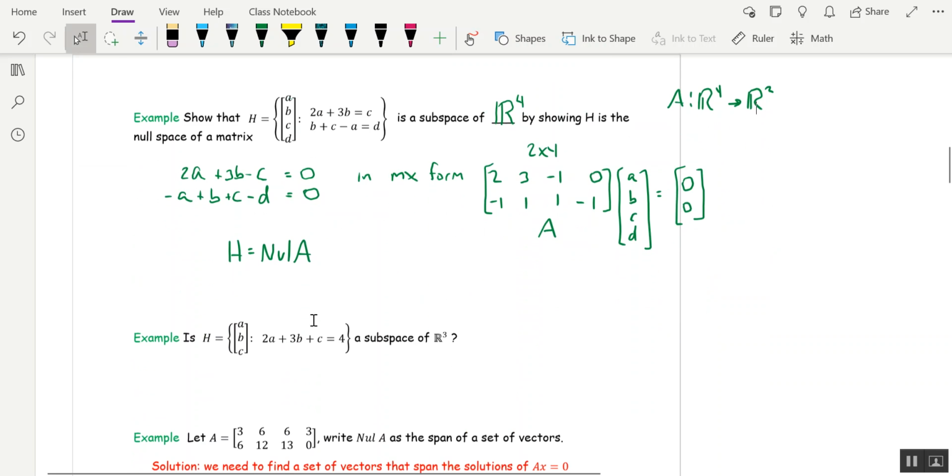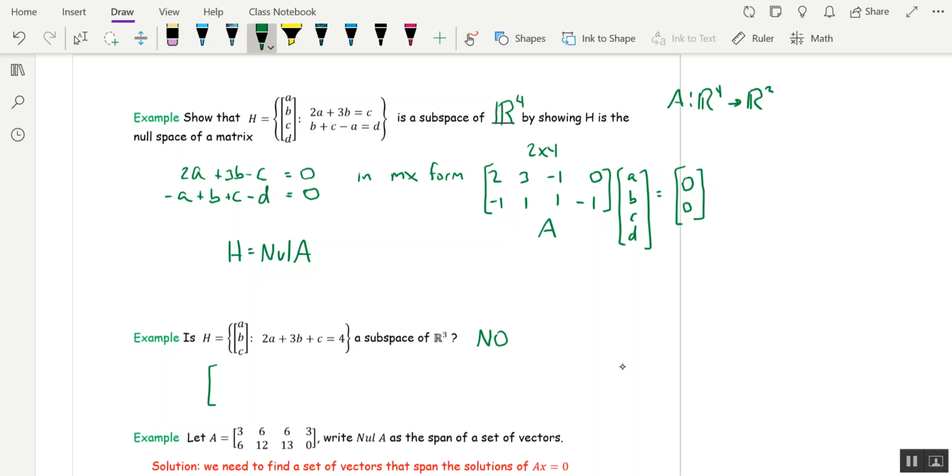Okay, next one. Is H equal to the set of vectors A, B, C such that this equation is true, a subspace of R3? You might think, well, we'll do the same thing we did above. We'll show that H is null A for some matrix A, but there's going to be a problem because of this 4 here. The answer is no, and I'm going to go with the low-hanging fruit. When you want to show something's not a subspace, if you can show the 0 vector is not in there, it's the quickest way to do it.